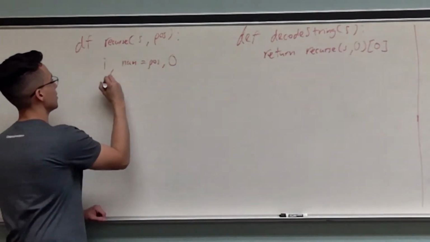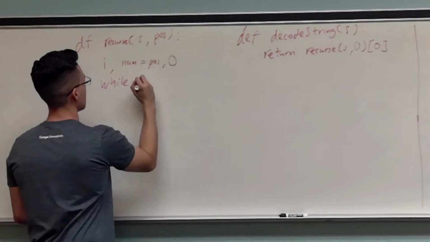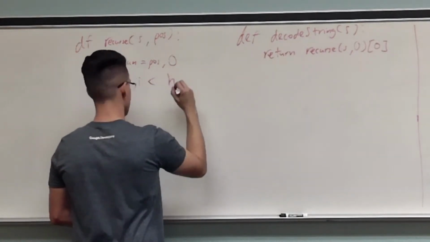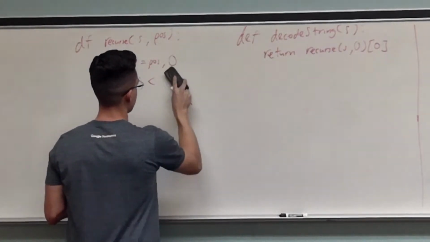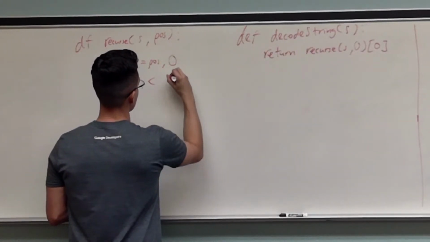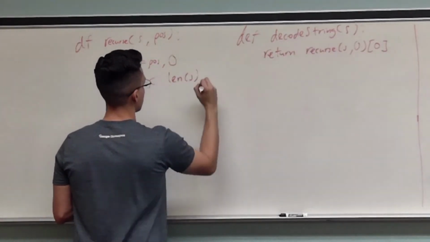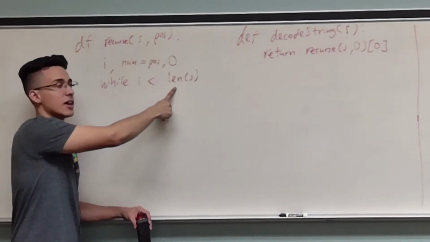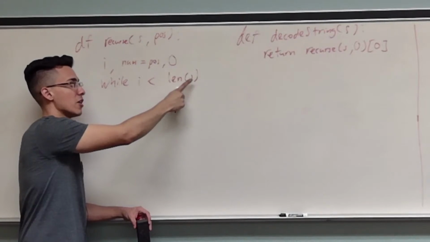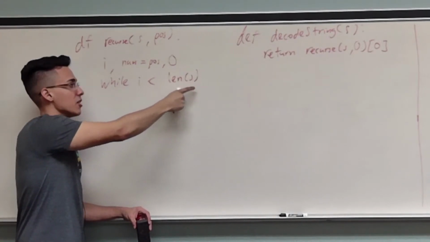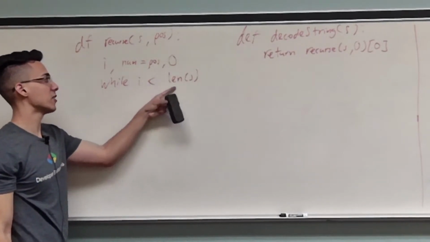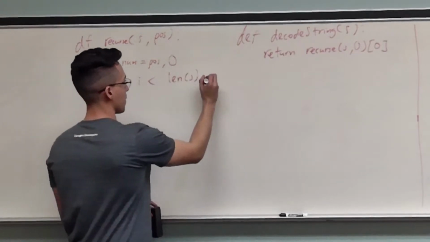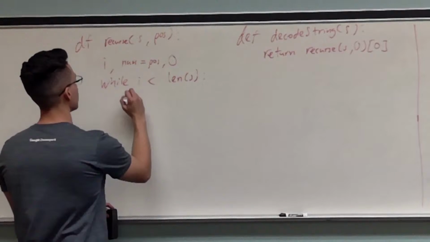Let me see. Oh, and in Python, I'm doing this. This is a function called len, which is short for length, and it takes in a string or an array, right? And that's all it does. So it's checking if i is less than the length of the string. So we're iterating through the string.